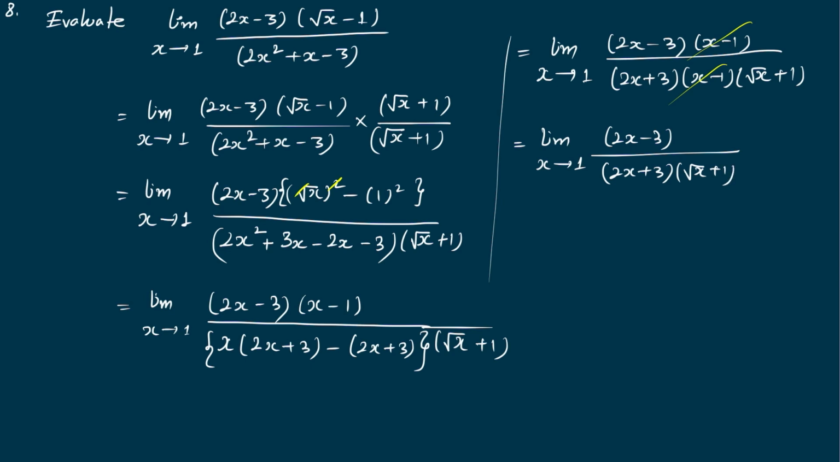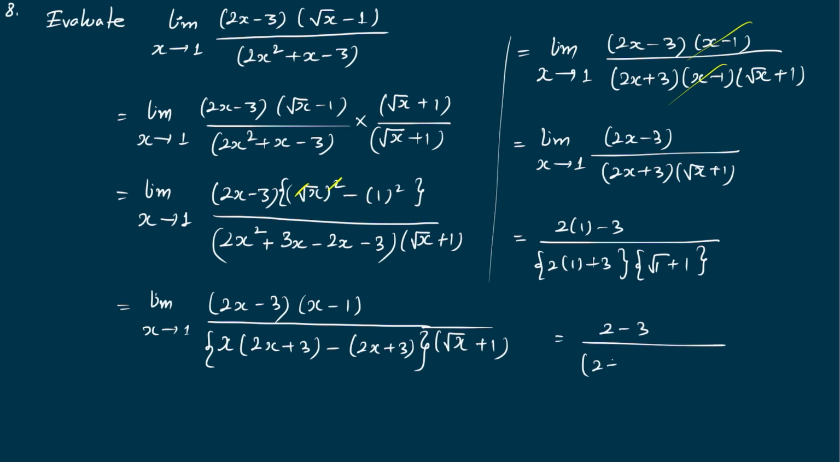Now at the value of x as 1, there will be no problem, we will get a defined value, so it will be (2 into 1 minus 3) whole divided by (2 into 1 plus 3) into root over 1 plus 1. So it will be (2 minus 3) by (2 plus 3) into root 1 plus 1. So it will be minus 1 by 5 into 2. So it will be minus 1 by 10. The answer is minus 1 by 10.